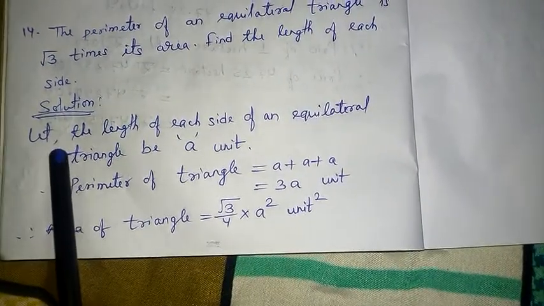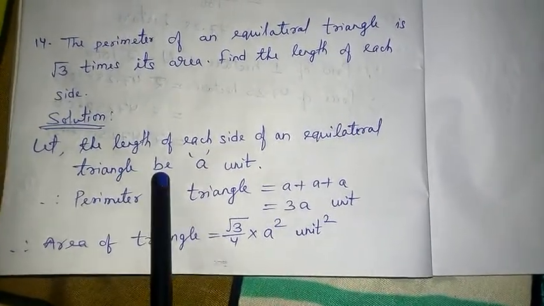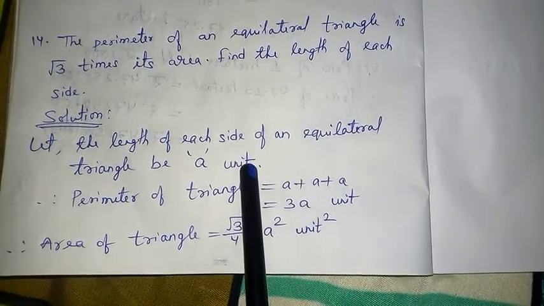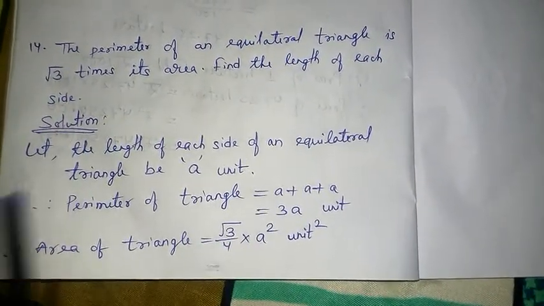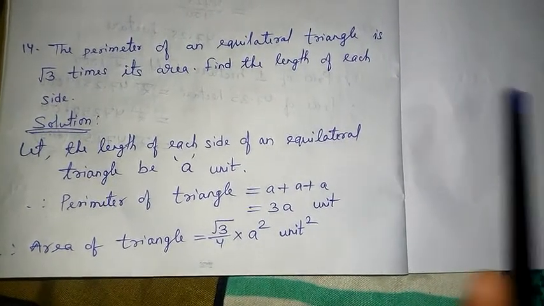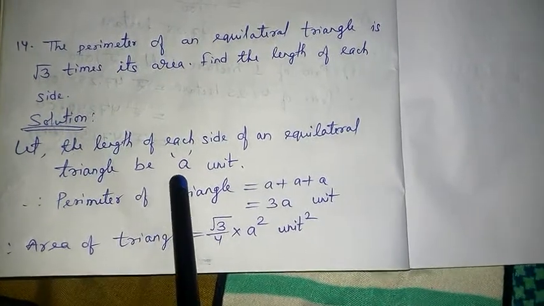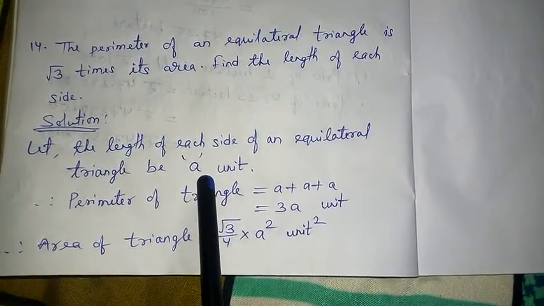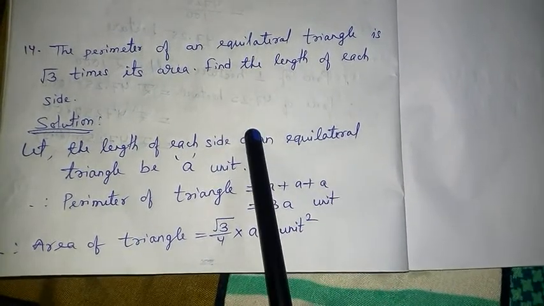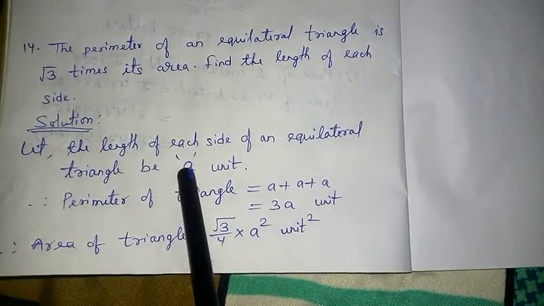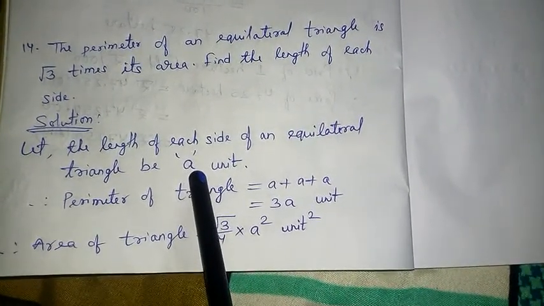So let us start. Let the length of each side of an equilateral triangle be a unit. Unit means nothing is given. It is meter or centimeter, nothing given. So I wrote unit. It can be anything. It can be meter, centimeter, kilometer, whatever, but it is a unit. So the length of each side is a unit. That means all three sides are named a because it is an equilateral triangle. If one side is known, the other two sides are also the same. So I named it as a unit.